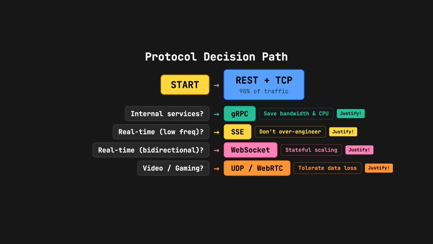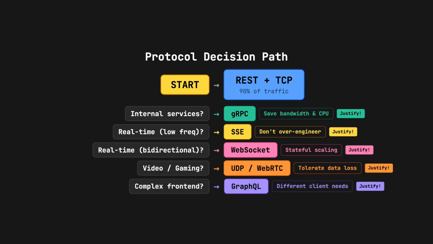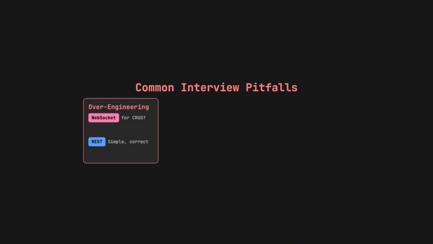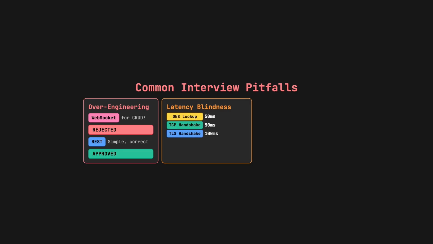Video and gaming: if you need raw speed and can tolerate the data loss, drop down to UDP or WebRTC for P2P video. Complex front end: if your API is serving many different mobile and web clients with different data needs, consider GraphQL. A few pitfalls to avoid: don't over-engineer. If your use case is basic CRUD, REST is the right answer, not WebSockets.